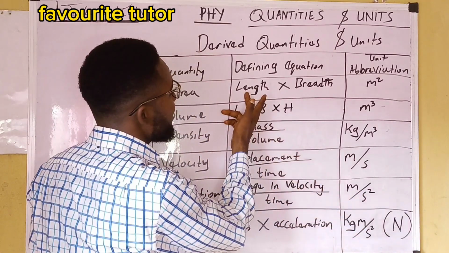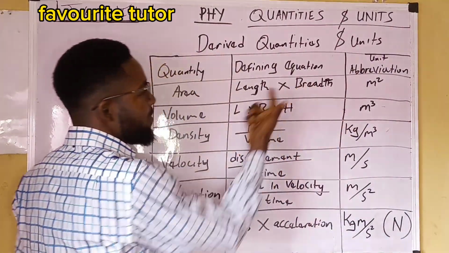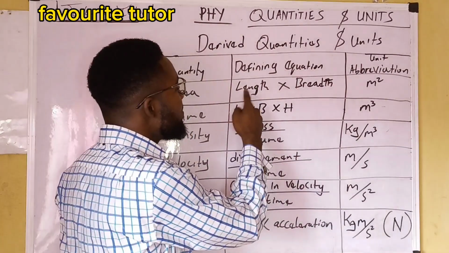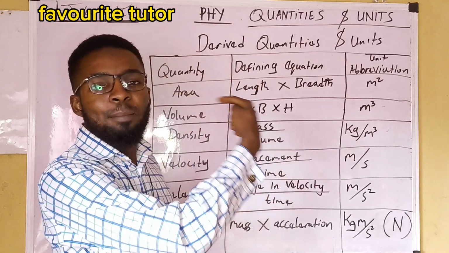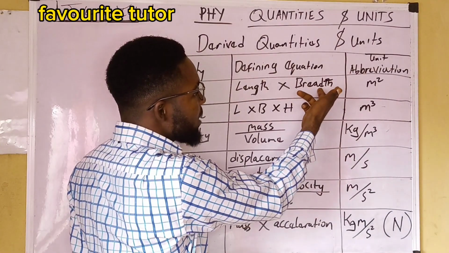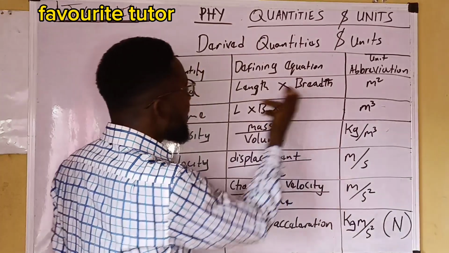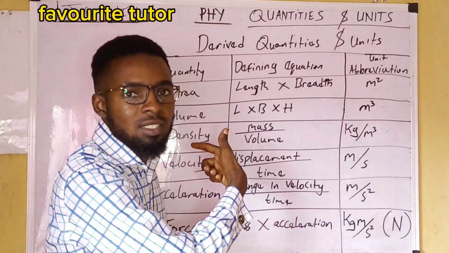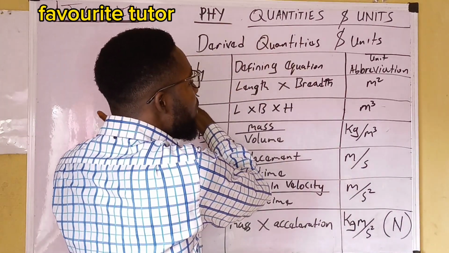Area is length times breadth. If we expand this, we have length times breadth, or length times length, as the case may be. Length is from the fundamental quantity. The same thing with breadth. Breadth is also a length. So they are from the fundamental quantity. You can see how they are referring to the fundamental quantity.